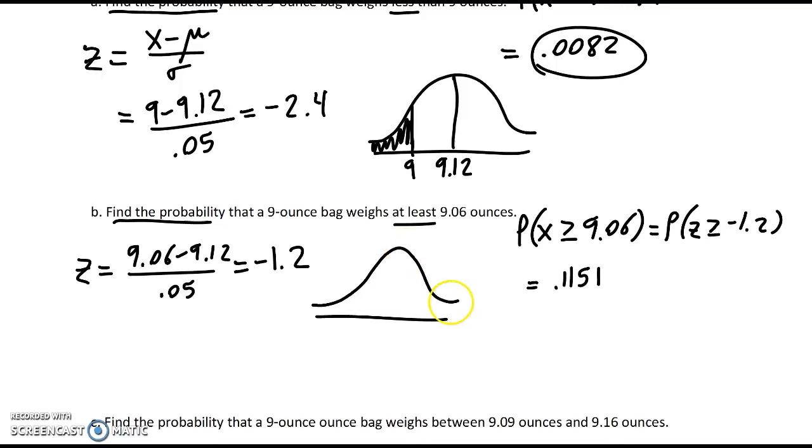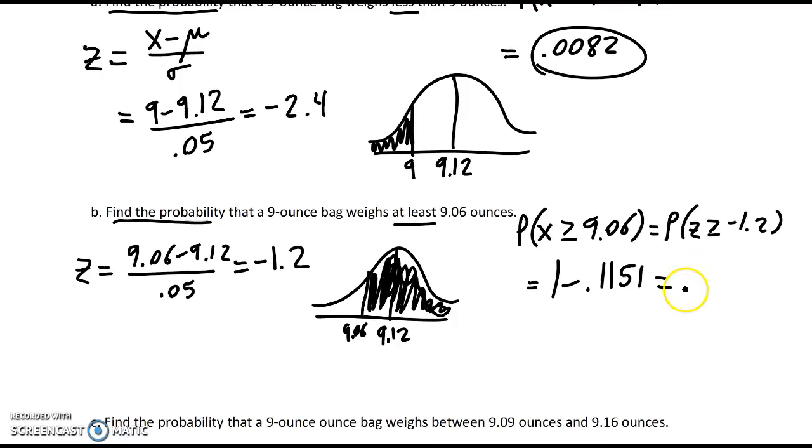Okay, but that's not our answer. Again, if we were to sketch this, we would see 9.12, and 9.06 is a little bit closer this time, but I want at least, so that would be shaded to the right. Well, clearly that's more than half the graph, right? So 11.51% wouldn't make sense. So this is where you have to subtract from 1. If it's greater than, subtract that probability from the table from 1. If you do, you get 0.8849 as your probability. That seems more reasonable, 88.49%.